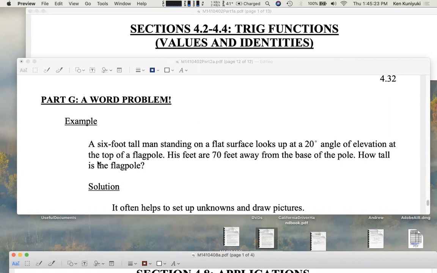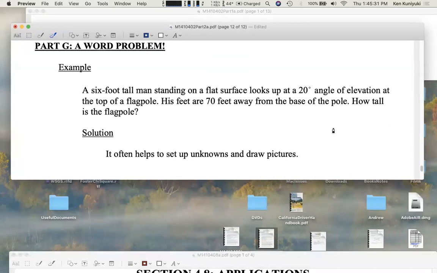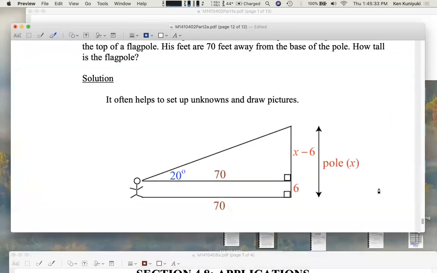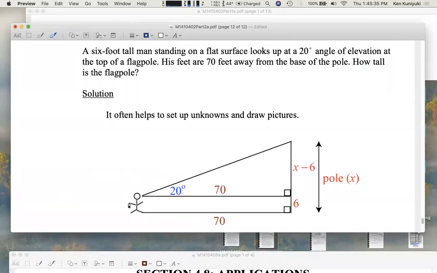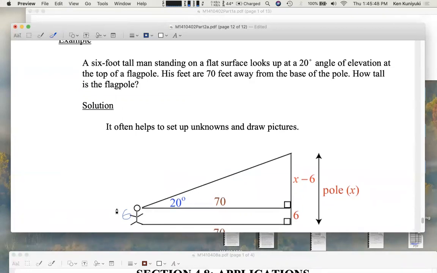So for example, a 6-foot tall man like me, standing on a flat surface. So it's good to draw a picture. That's a key trick for these problems, drawing a picture. So a 6-foot tall man, the 6 feet is here and also over here, and these are in feet, by the way, standing on a flat surface as opposed to an incline.